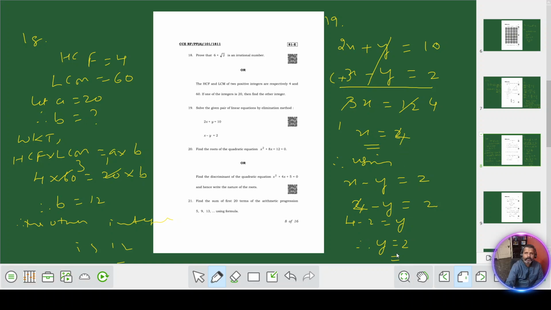X is 4, y is 2 is the solution here. Elimination method, you have to take care of the coefficients of x and y given. Here in this case, y was having same coefficient, so it got cancelled directly. If none of the coefficients of x and y are same, you have to first make them same, then either add or subtract based on the signs. You will get the answer. Clear?